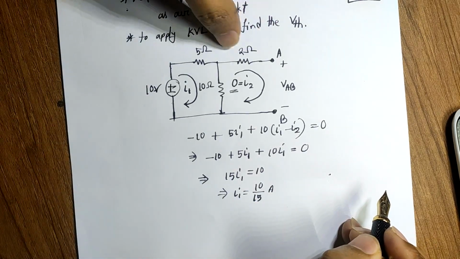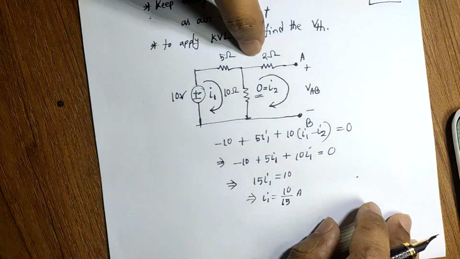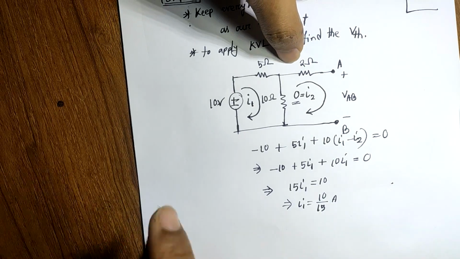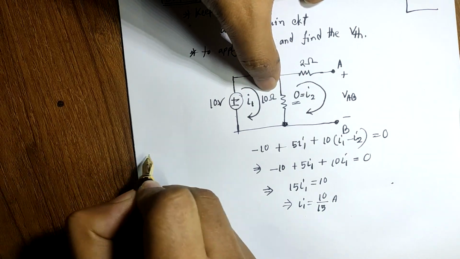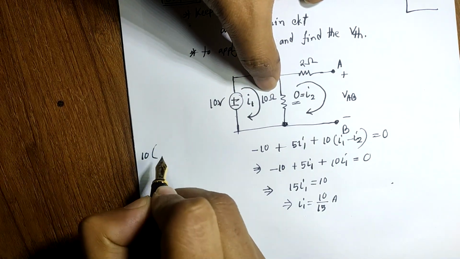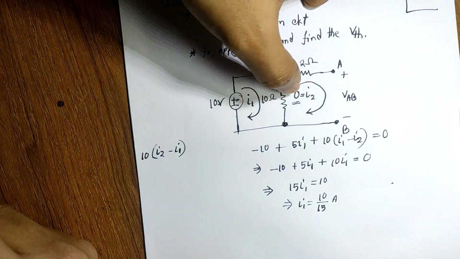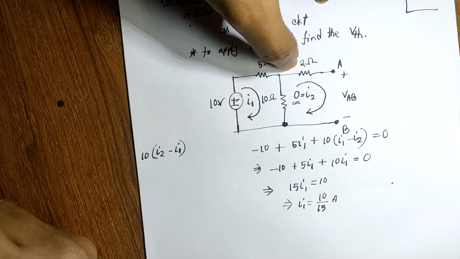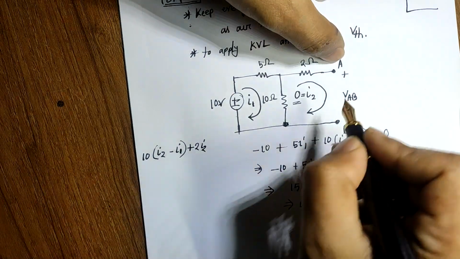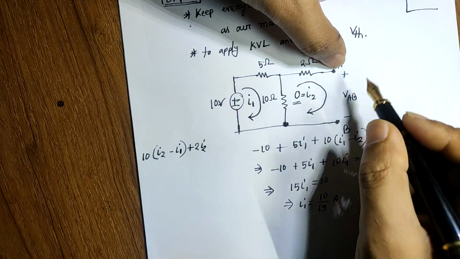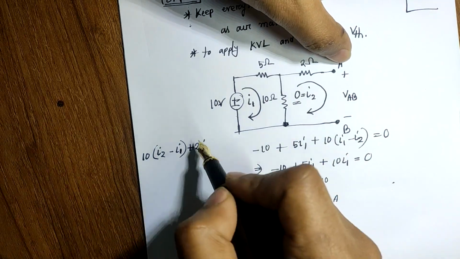Now if I apply the loop equation in loop number 2, then what I get, I will write it side by side. First let's start with this terminal. We'll encounter a 10 ohm resistance here, so it will be 10 times (I2 minus I1), because this is a shared branch between I2 and I1, and there will be another 2 ohm resistance, and it will give you 2 I2. Now we will use this VAB as a whole to complete this loop equation.